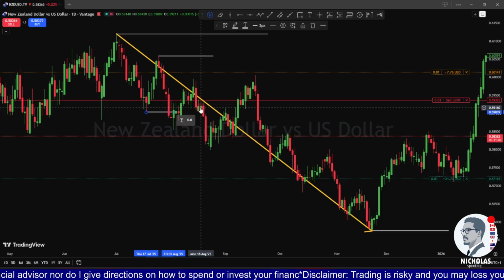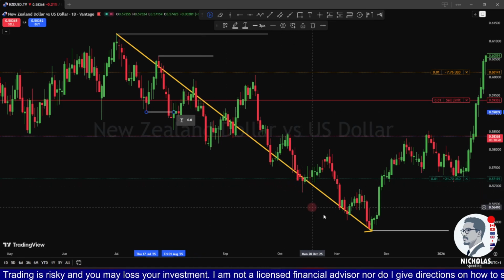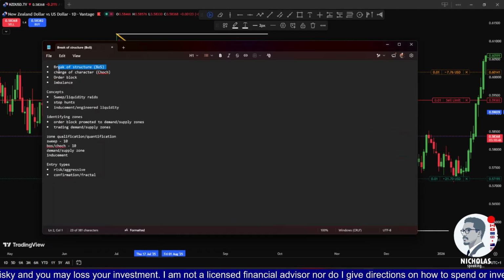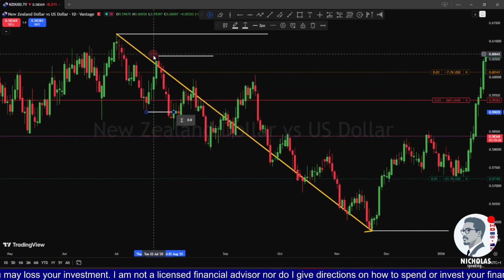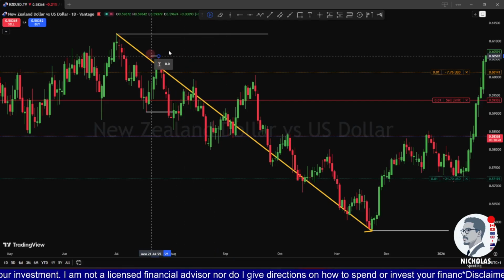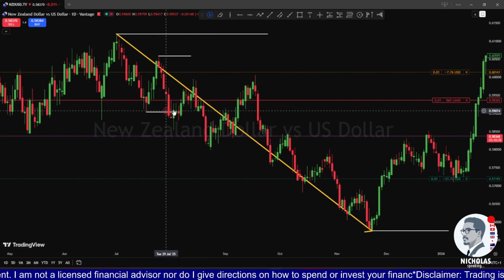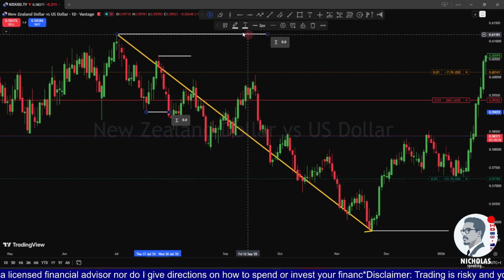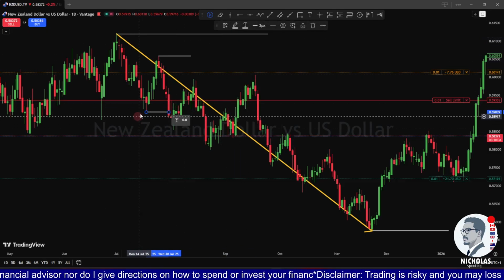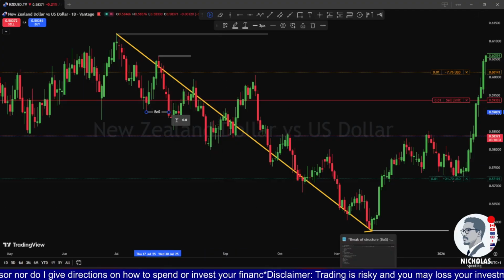Now, what makes a break of structure? A break of structure is when either a high or a low gets closed above or below. So if it's a high, when price closes above that high, it becomes a break of structure to the upside. And when price closes below a low, it's a break of structure to the downside. It's a very simple understanding. That is what break of structure is. So in this case, this one, there was no break of structure here. Well, down here, we do have a break of structure to the downside. So we're just going to label it the BOS, right? Break of structure to the downside.